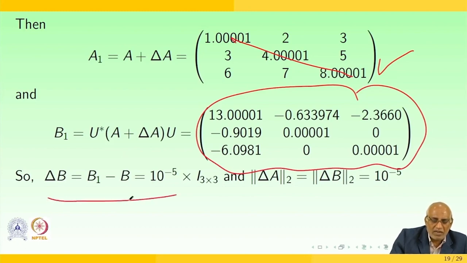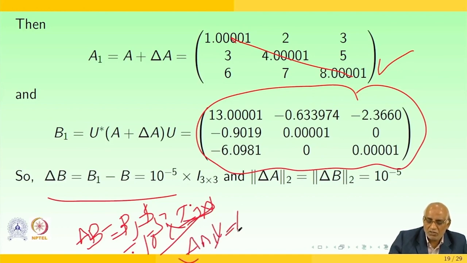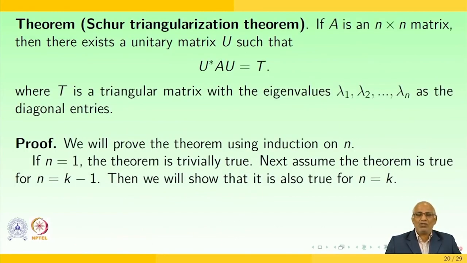So this will become a matrix like this. So what is the conclusion? Delta B is nothing but B1 minus B, which is equal to 10 power minus 5 times the identity matrix, a 3 by 3 matrix. So where the norm of delta A is 10 power minus 5 and the norm of delta B is 10 power minus 5. So having had this discussion, let us see the triangularization theorem which was discovered by Schur. So this is what is called the Schur triangularization theorem.